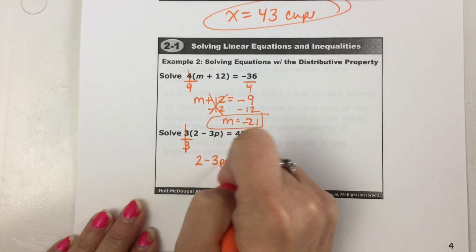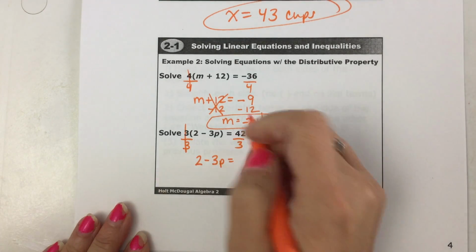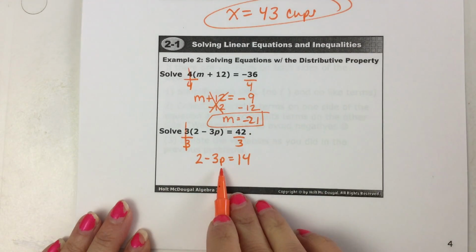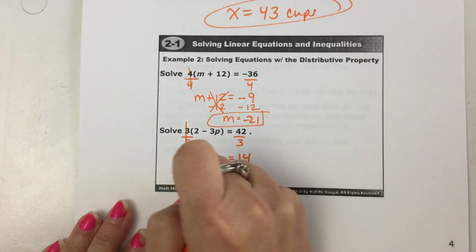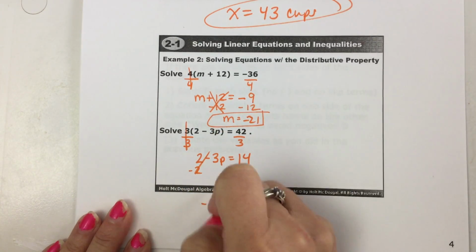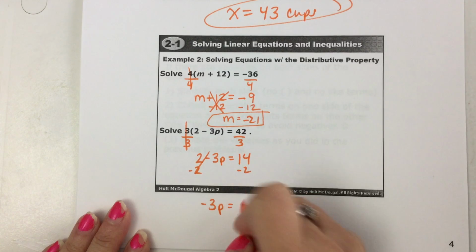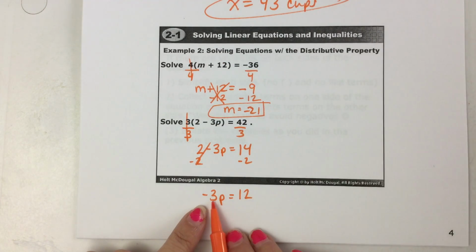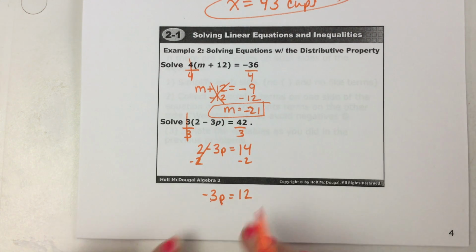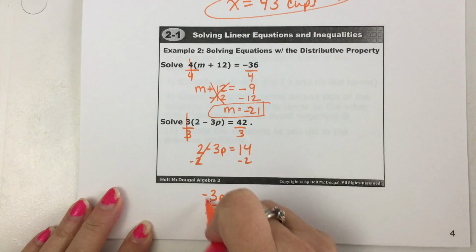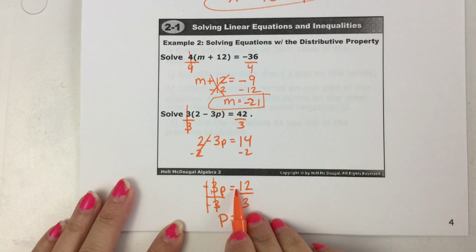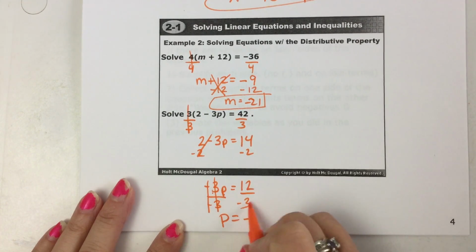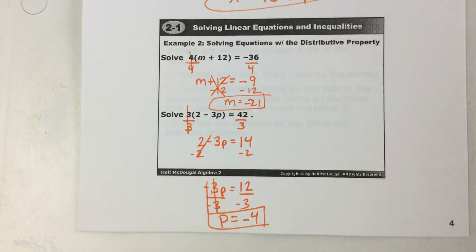So I'd have 2 minus 3p. This side was 42, and I divide the 3, I get 14. Now to solve for p, on the same side of the equation as p, but not connected, is a 2. I need to minus the 2. I have negative 3p left. 14 minus 2 is down to 12. When you have a constant and a variable connected, this means that you're multiplying. The opposite operation of multiplying is division. Negative cancels a negative, 3 cancels 3, p is by itself. Positive divided by a negative is a negative, 12 divided by 3 is 4.